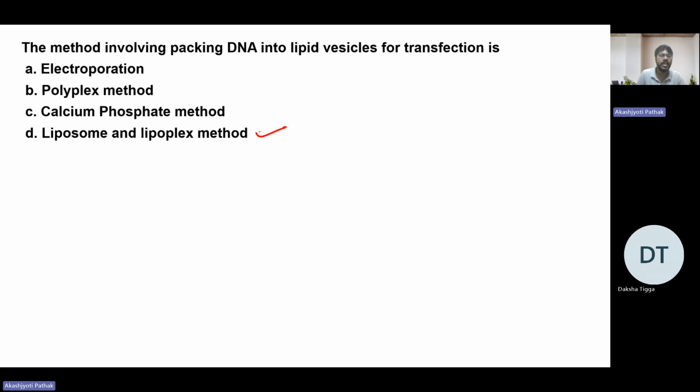So option D, the liposome and lipoplex method. In the liposome and lipoplex method, you are using what? DOTAP or lipofectamine. These are lipid molecules, and they have a polar head group. It will form a complex with the negative charge which is present on the DNA, and then it will get endocytosed by the cell membrane. So these are basically like detergents only.